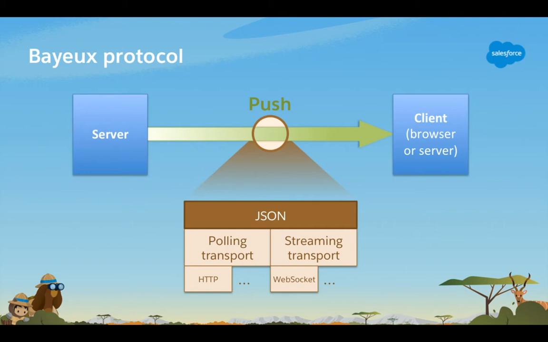And the polling transport is a secondary option. It's like a backup option, which is less preferred because it's less efficient, but it can also work. So that's a very powerful protocol because whatever your client is, it will work.